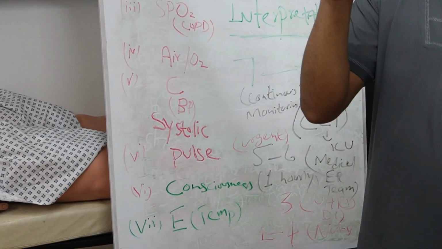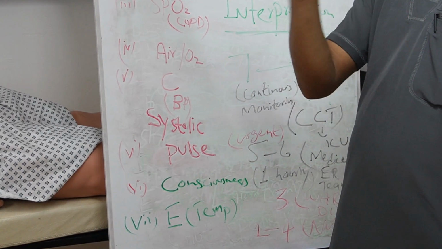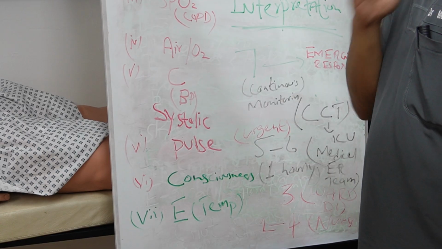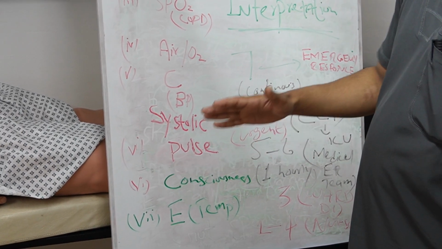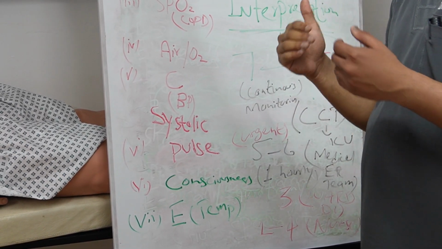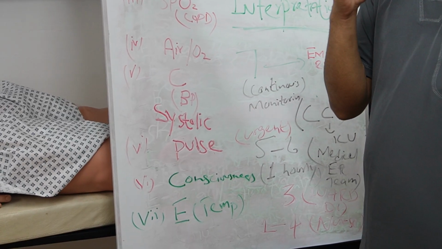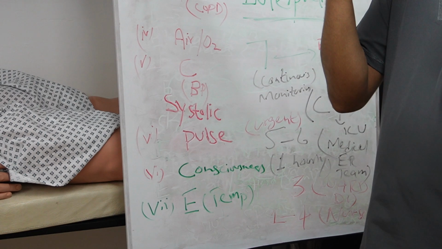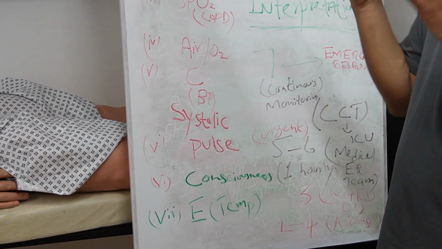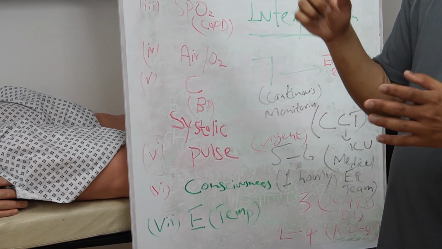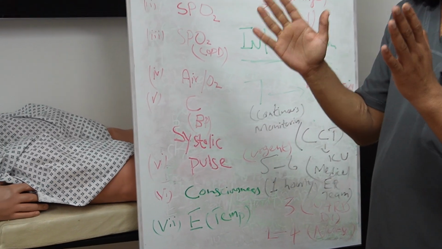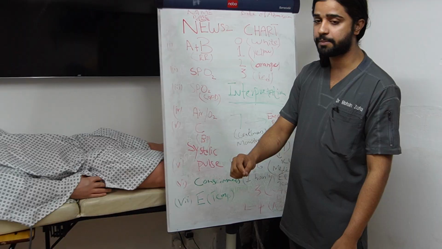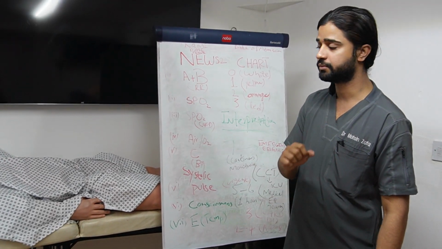The last things are consciousness and temperature. Regarding consciousness, remember, if the patient is alert, the score is 0. But using the AVPU scale, if the patient is not alert, and is only responsive to voice or to pain, he gets a score of 3, which is a severe one. Last is temperature, which we also record there.